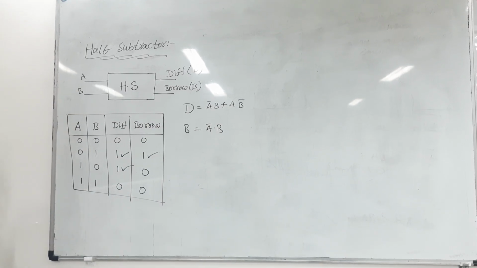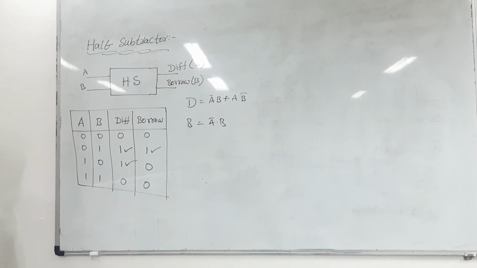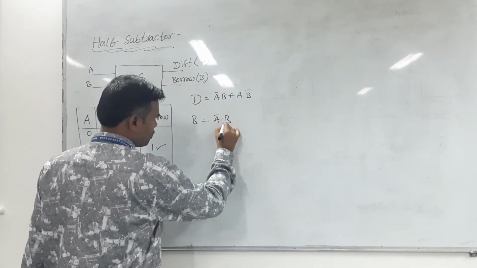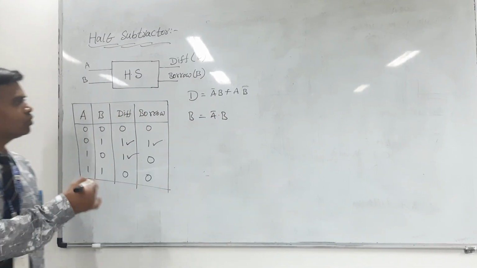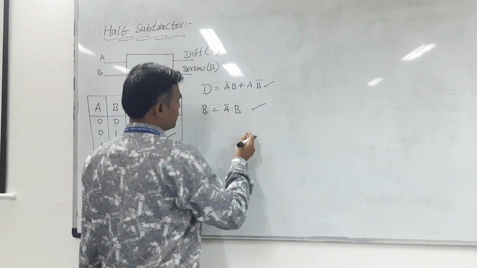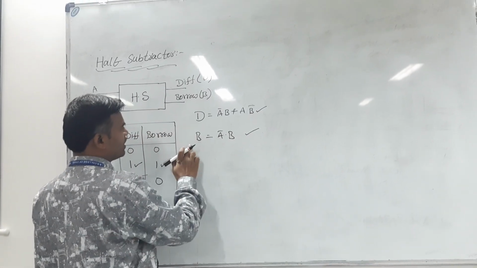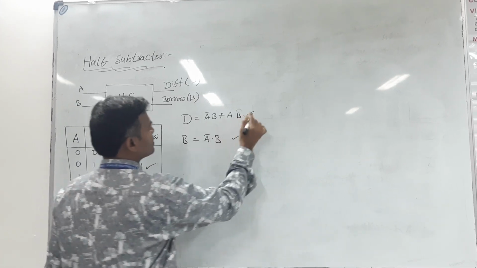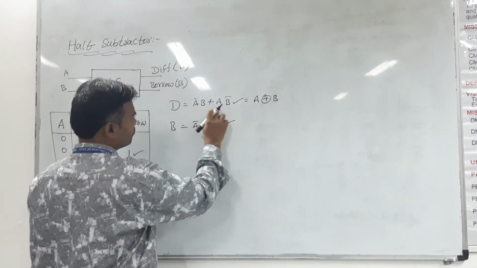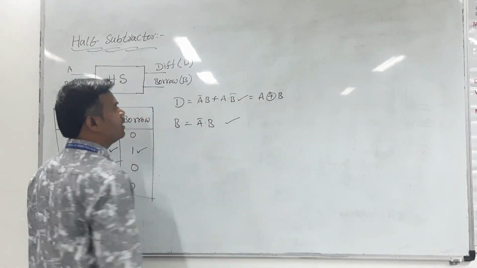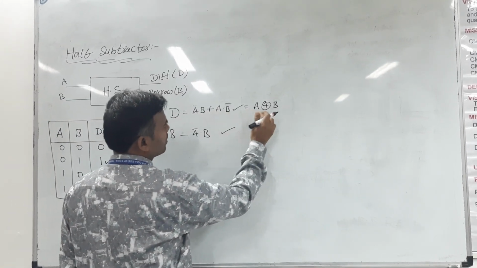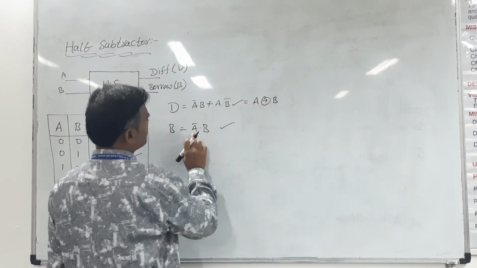Once you have written the Boolean expression for the two output variables of the half subtractor, you try to simplify it. If further simplification is not possible, you realize those Boolean expressions using the logic diagram. Here further simplification is not possible, so I am realizing these two expressions using the logic diagram. A bar B plus A B bar is the XOR gate output; we already learned in unit 1 that the Boolean expression for the XOR gate is A bar B plus A B bar, represented as A XOR B. And the borrow is A bar into B.